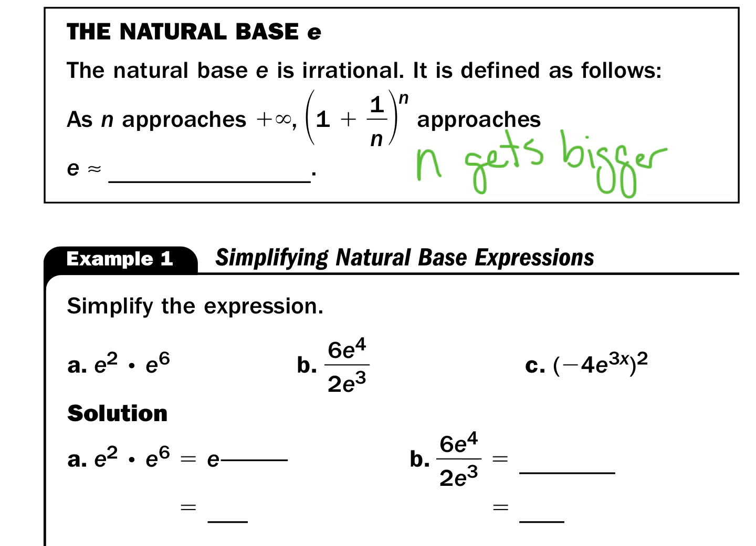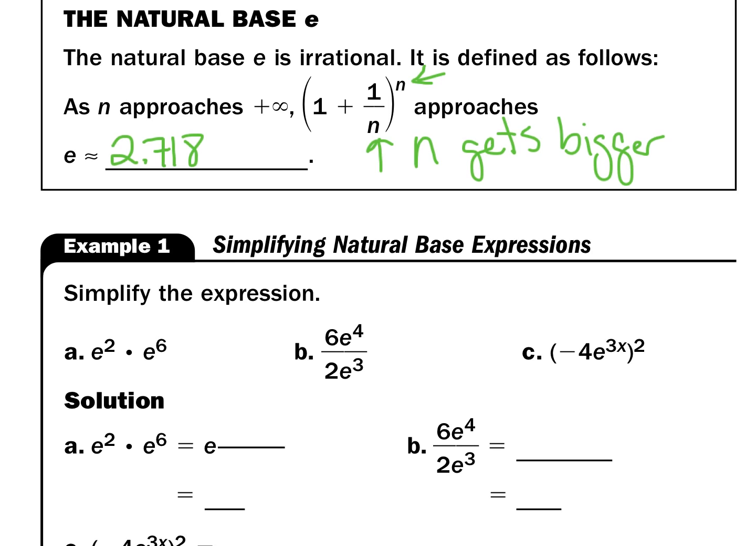it approaches infinity. So we keep making n bigger and bigger and bigger, and eventually we get what's called the number e, the natural base. And because e is irrational, it never ends and it never repeats itself. So we use an approximation of approximately 2.718. And much like when we deal with pi, we don't often use the approximation whenever we can help it. A lot of times we just leave things in terms of e, in terms of that natural number.